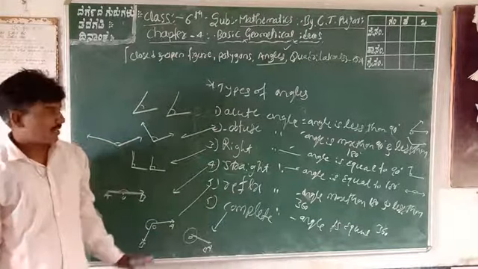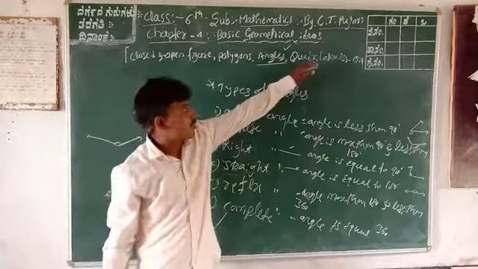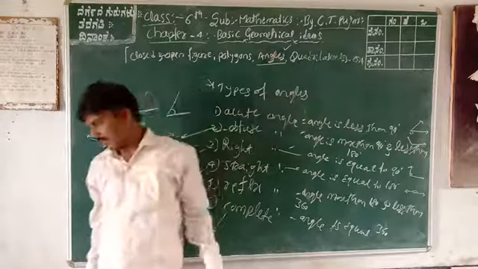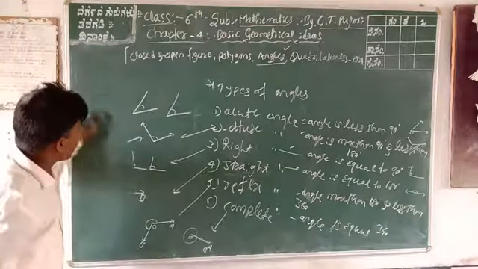Got it? You can write more concepts in your notes on angles, types, and also definitions. Next you can study quadrilaterals and also circles. Okay. The next concept is quadrilaterals.